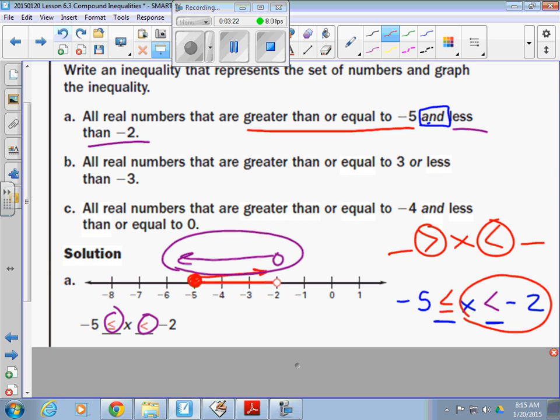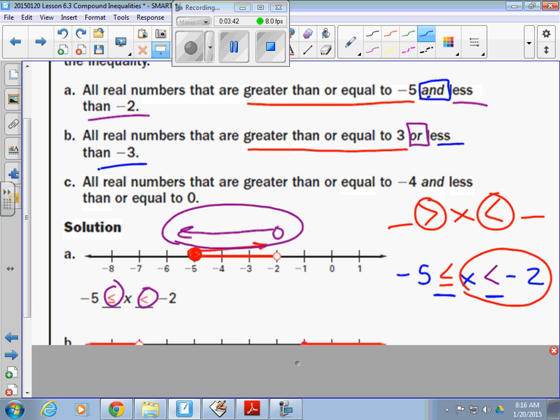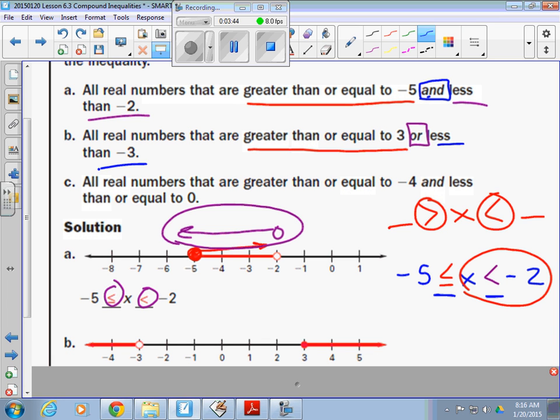B says all real numbers that are greater than or equal to 3. So there's one of your parts, greater than or equal to 3. And then it says or, so it might not overlap in that case, or less than -3. So the second one, again, I know these are graphed for you. It says greater than or equal to 3. So it's a colored in bubble and everything that way. Or less than -3. It's an open bubble because it doesn't say or equal to, so you have something that way.